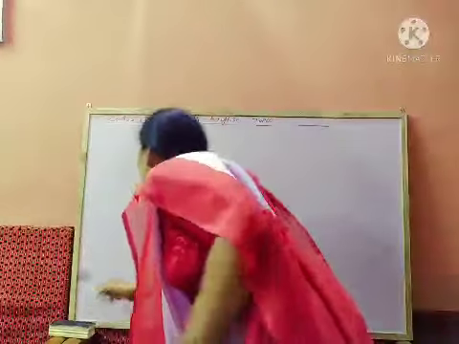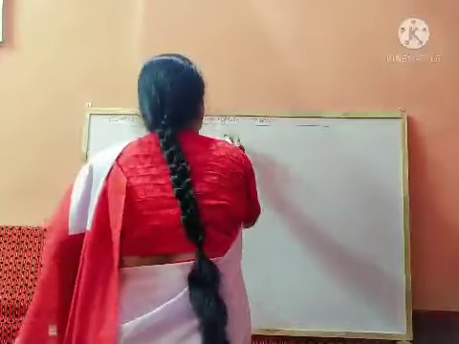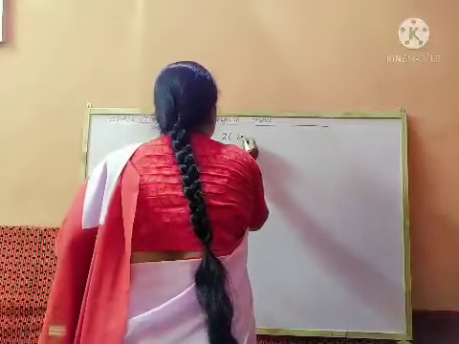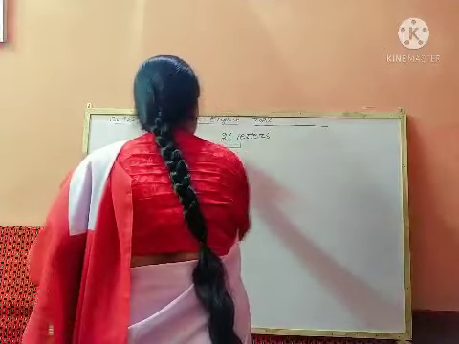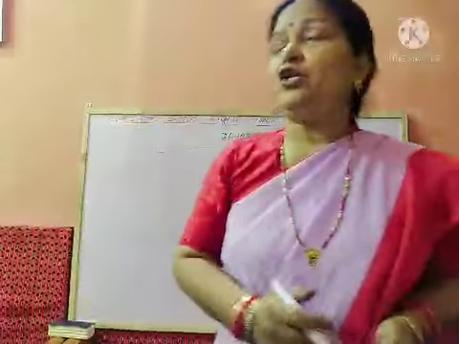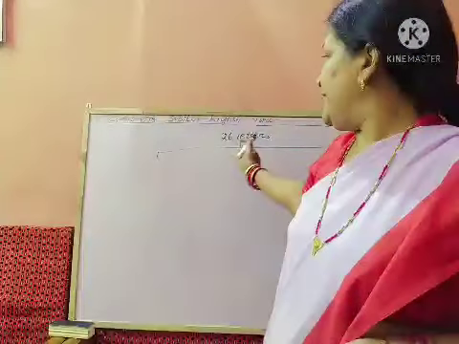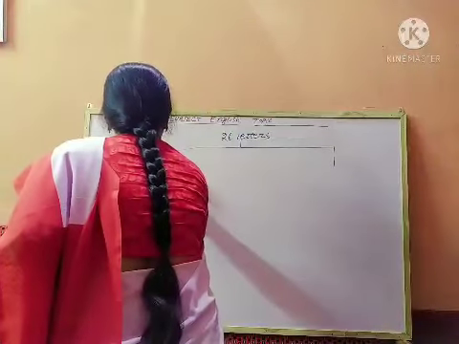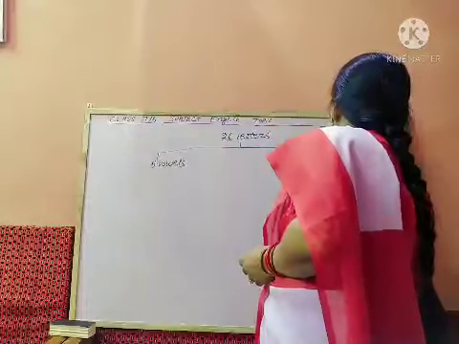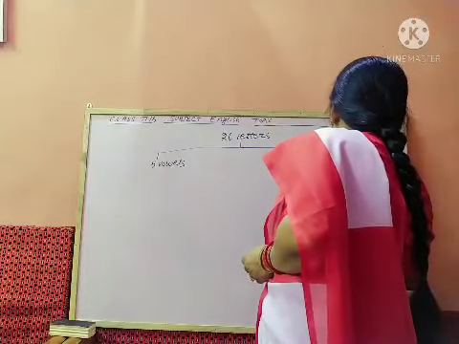There are 26 letters. And how many consonants are there in the English letters? In English grammar, how many consonants? Out of 26 letters, 5 are vowels and 21 are consonants.